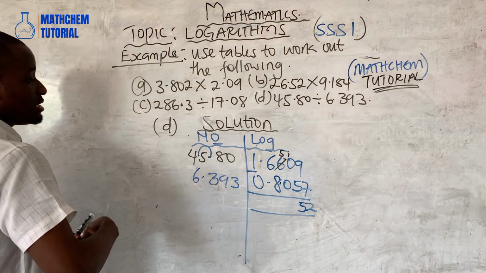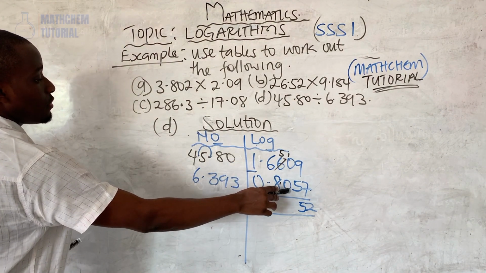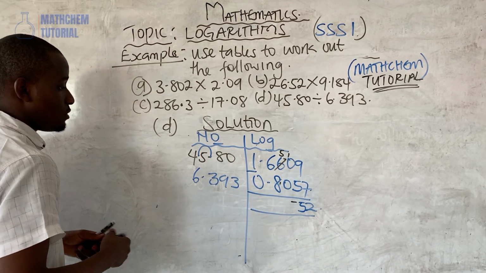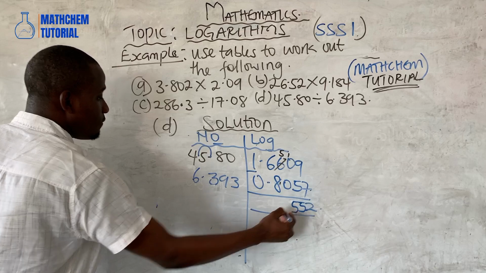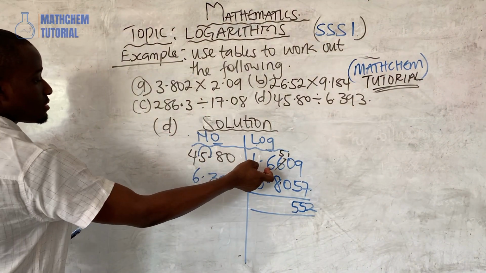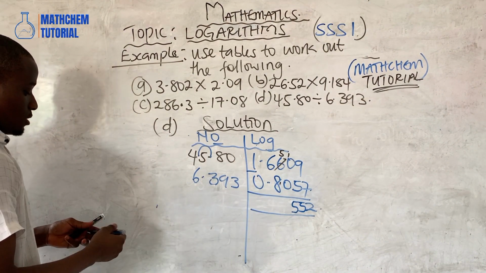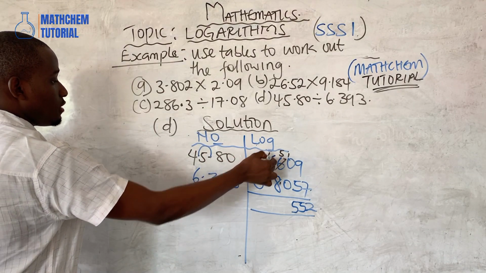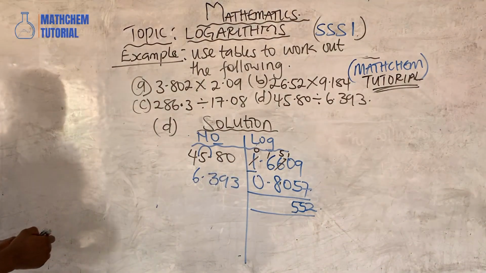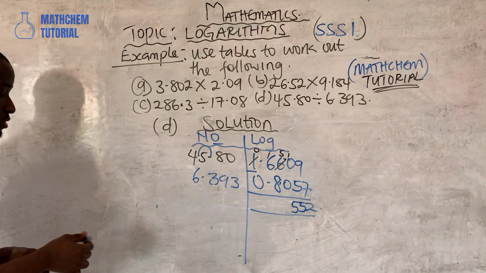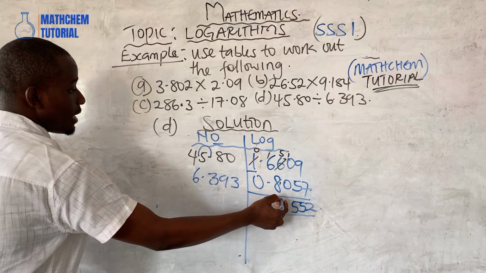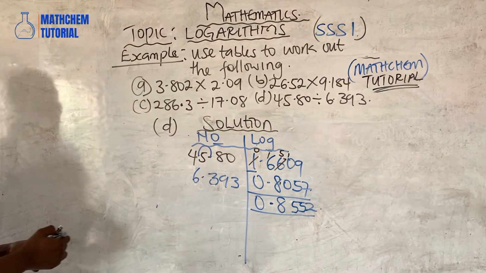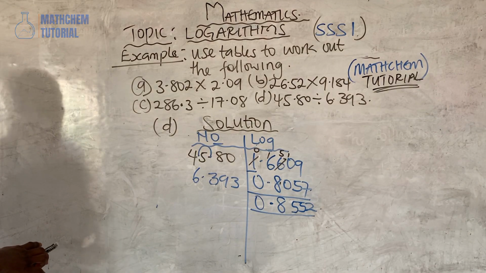Then the 5 that remains here minus this 0 automatically gives you 5. So that will give you 5 here as well. Then here is 6. 6 minus 8 is impossible, definitely you are going to borrow 1 from here. If I borrow 1 from here, giving it to this place, here becomes 0. Then I have 16 minus 8, and that gives me 8. So my 8 will be here. 0 minus 0 is 0. So the answer should be 0.8552.